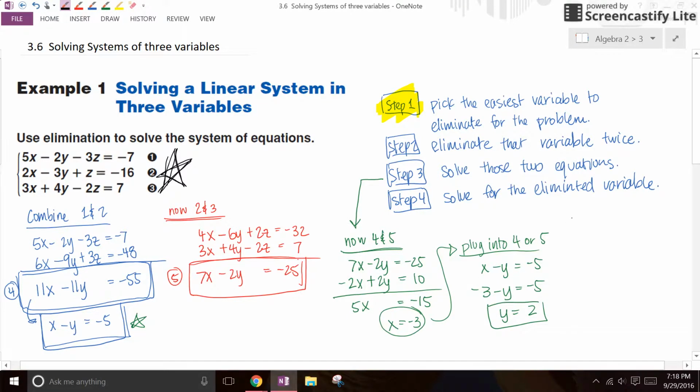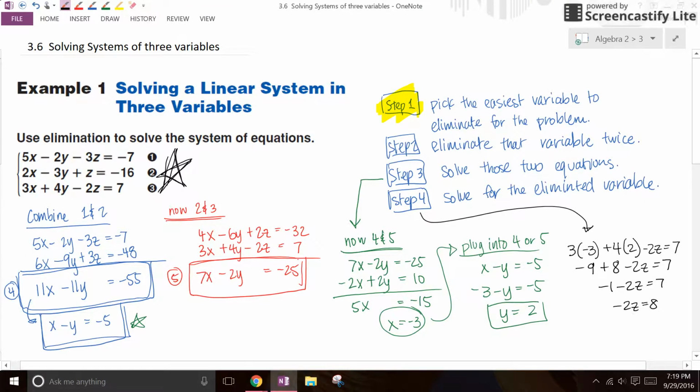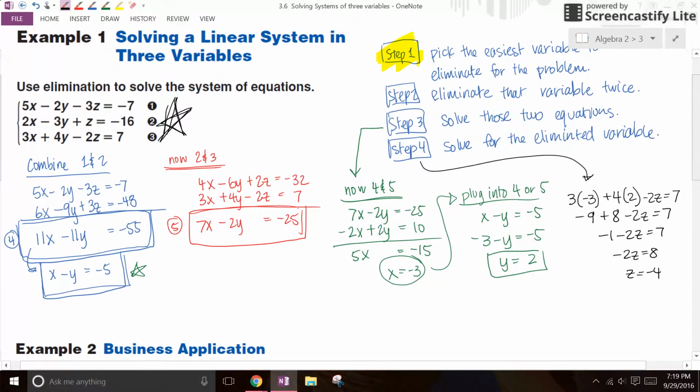So here's step 4. I will say 3 times -3, which is what I found for x, plus 4 times 2 minus 2z equals 7. So what is that? -9 plus 8 minus 2z equals 7. It's -1 minus 2z equals 7. Let's say I move that 1 over, so -2z equals 8. So z must be -4. And now you write your answers as -3, 2, and -4.